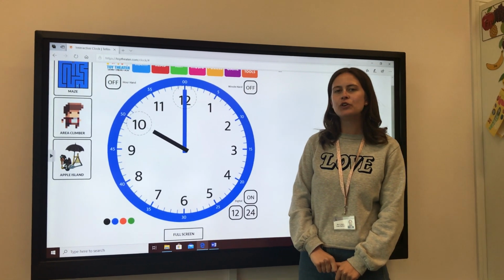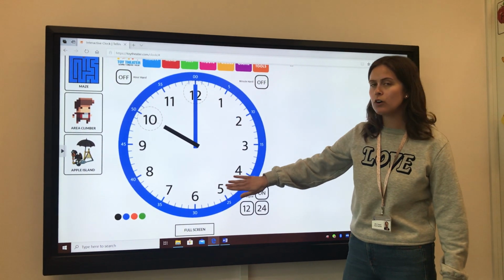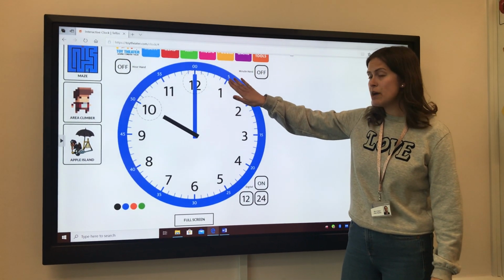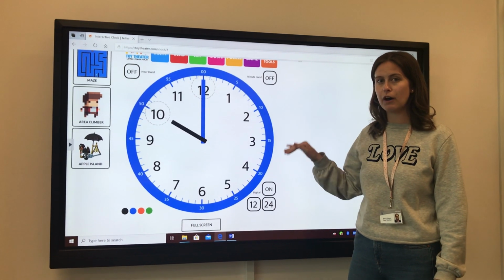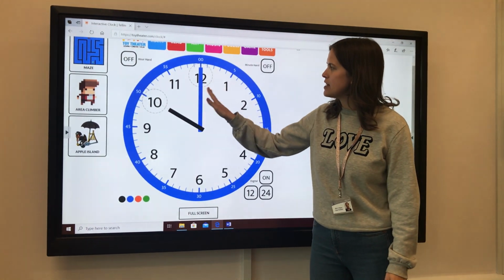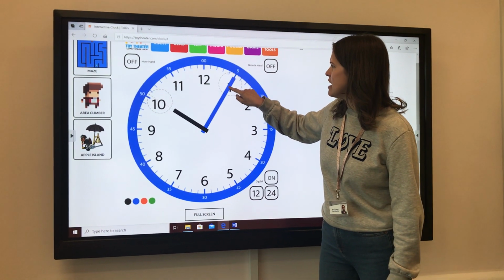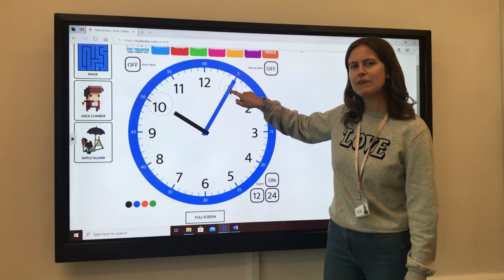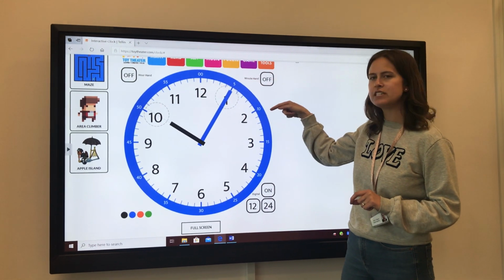Today we're going to carry on looking at time. Last time I spoke to you, we spoke about this side of the clock where we say past. Today we're going to be looking at something else, but before we do, we're going to have a quick recap of those past times. So at the moment, my time is showing 10 o'clock. As it comes round here, I'd like you to tell me or write down what that time would be. Remember, we're counting round in fives.